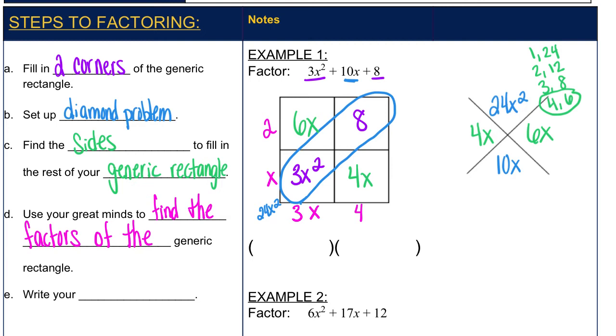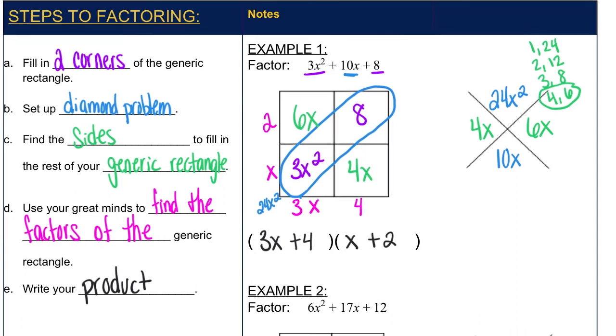Now this is going to give me my product, which is our last and final step: to just rewrite that in parentheses, starting with our base as 3x plus 4, and then our height as x plus 2.